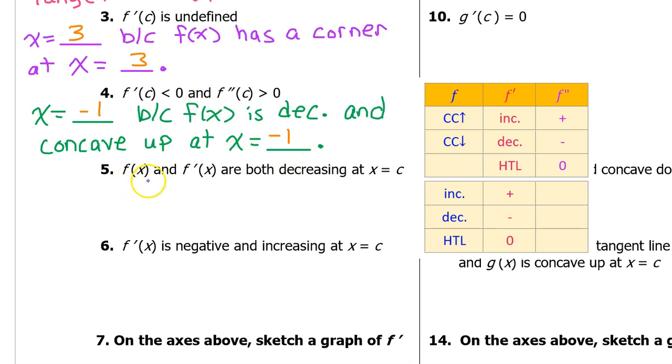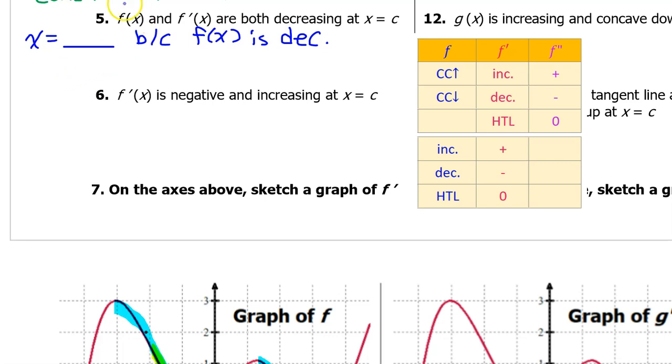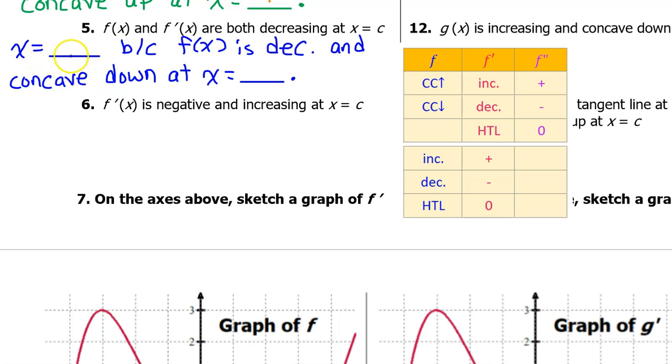Number 5. F of x and f prime of x are both decreasing at x equals c. Our justification needs to be based on f of x, so we don't need to change this first part. We can just say x equals blank because f of x is decreasing. In addition, we need f prime to also be decreasing. F prime will be decreasing if f is concave down. Now we have x equals blank because f of x is decreasing and concave down at x equals blank.